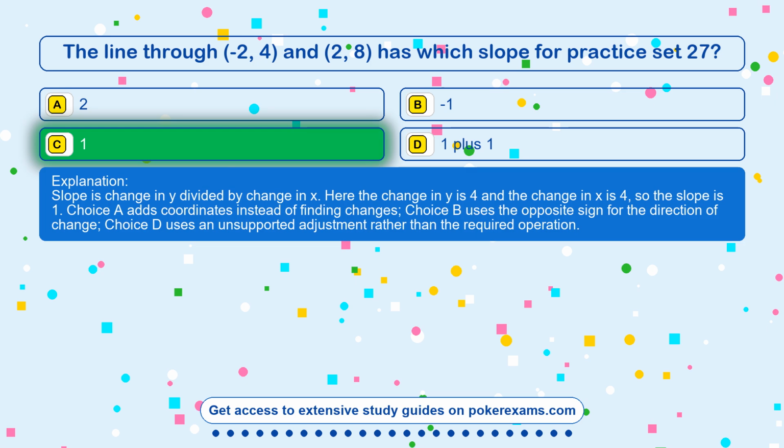Choice A adds coordinates instead of finding changes, choice B uses the opposite sign for the direction of change, choice D uses an unsupported adjustment rather than the required operation.